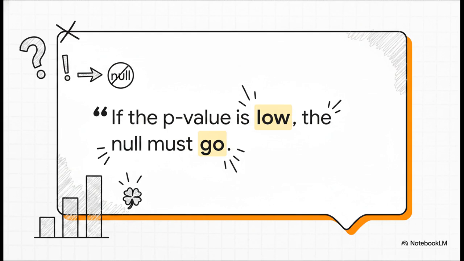And this brings us to a super helpful little rhyme that statisticians love. If the p-value is low, the null must go. Basically, if your p-value is really, really tiny, it means your results are incredibly surprising. They're so unlikely to have just happened by pure chance that it's like having evidence beyond a reasonable doubt. And that surprising evidence gives us the power to say, you know what? We reject that original claim.